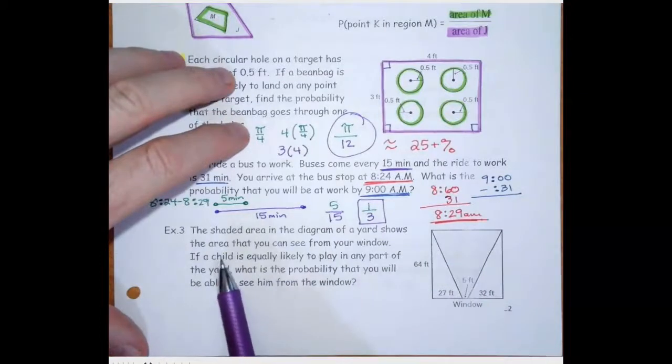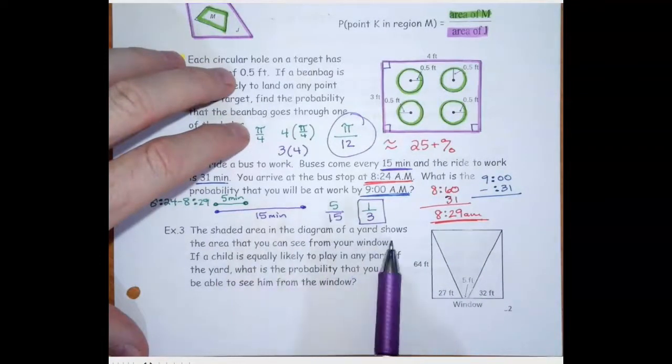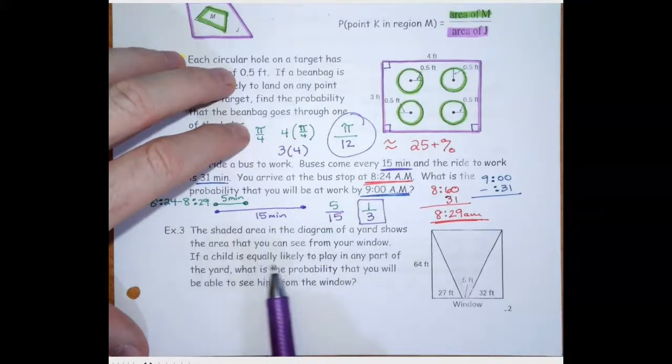Okay, the shaded area in the diagram of a yard shows the area that you can see from your window. Okay, if a child is equally likely to play in any part of the yard, what is the probability that you will be able to see him from the window?